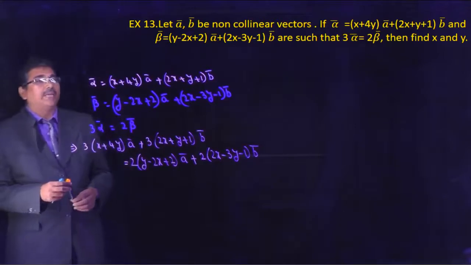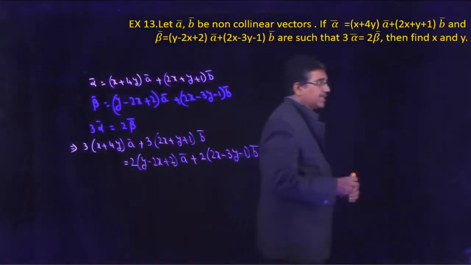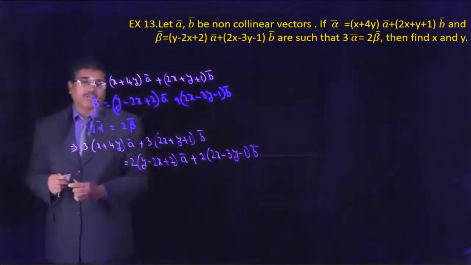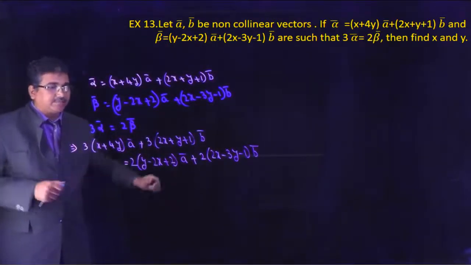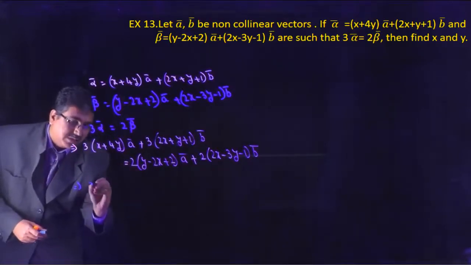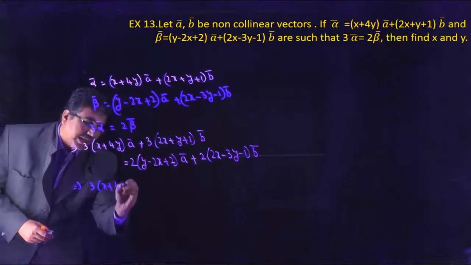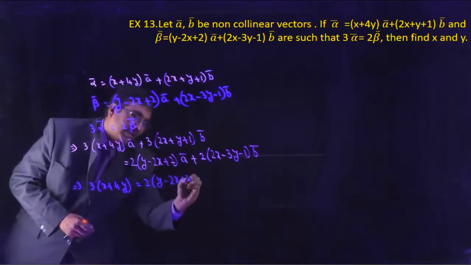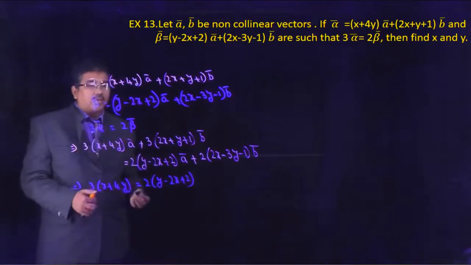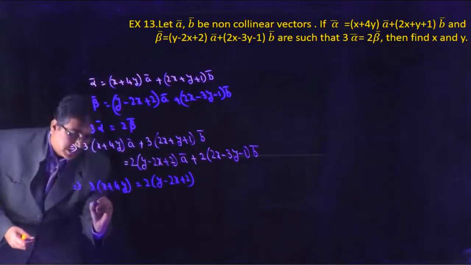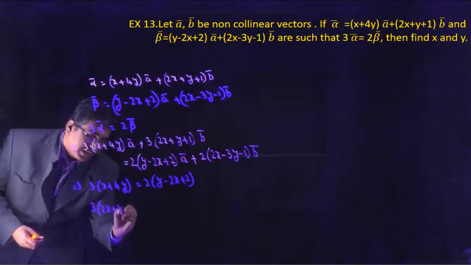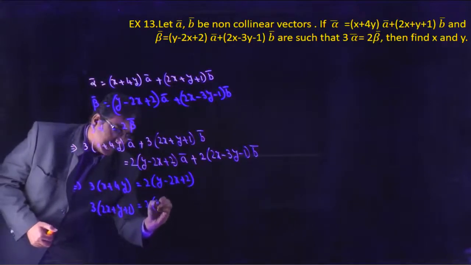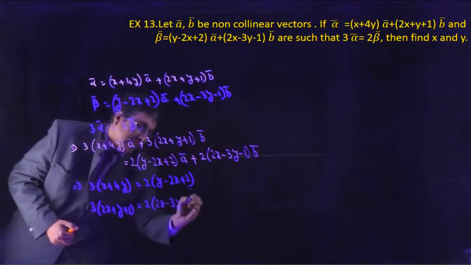Since A bar, B bar are non-collinear vectors, by equating the corresponding coefficients, we get 3 times (x plus 4y) is equal to 2 times (y minus 2x plus 2), and equating the coefficient of B bar, 3 times (2x plus y plus 1) is equal to 2 times (2x minus 3y minus 1).